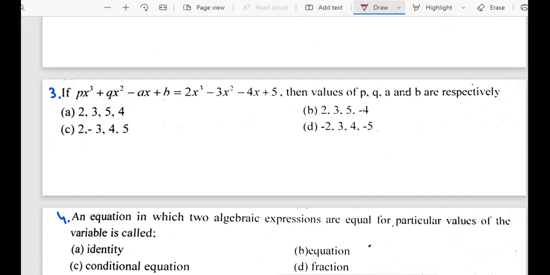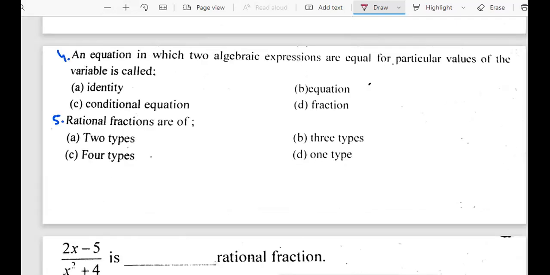Let's talk about the third question. It says, if px plus qx square minus this, a and r are respectively. Now basically this question is to find the values of p, q, a and b. So I'll give you 2 minutes. Even if it is wrong, that's completely fine, but just try doing this, okay? You will again do this by comparison.